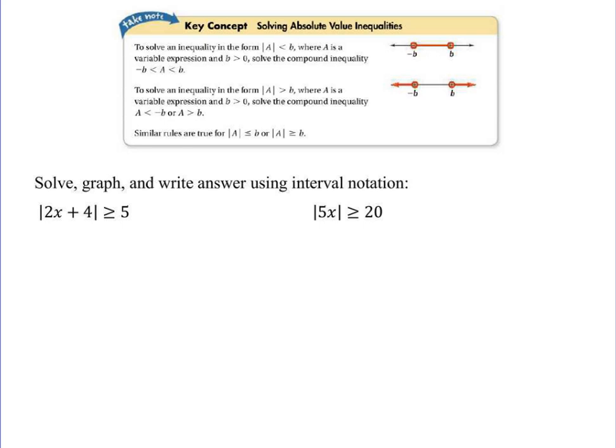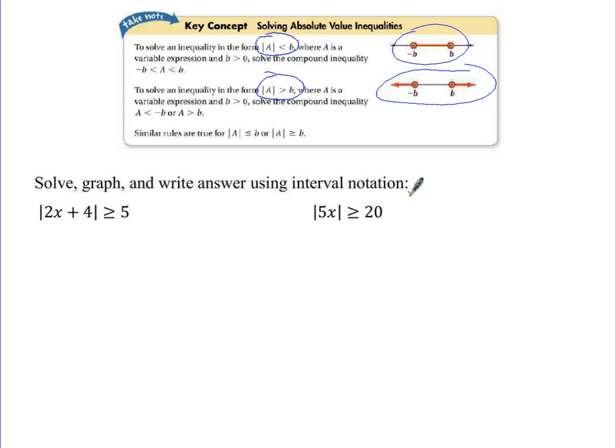Okay, a little key concept here. Basically summarizes what we just saw in those last two problems. To solve an inequality that has absolute value is less than something, you'll wind up with what looks to be an and statement. To solve an inequality that has the greater than symbol and absolute value, you'll wind up with an or statement. Okay? So if it's absolute value inequality, it's going to look like and or.